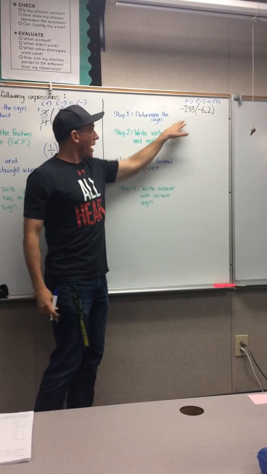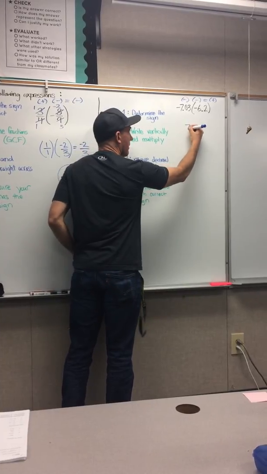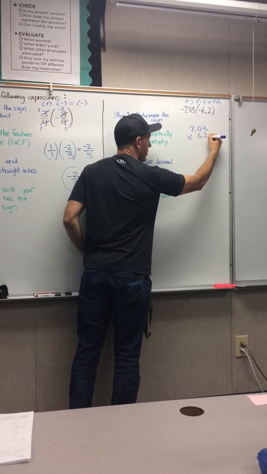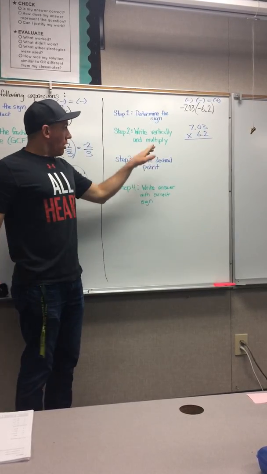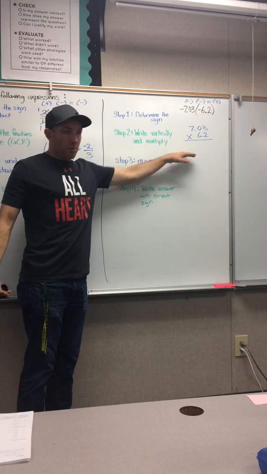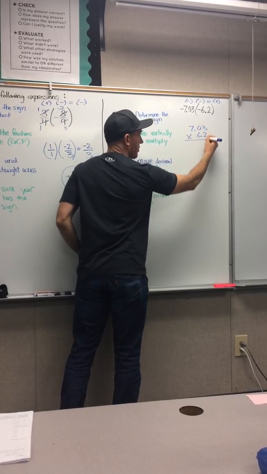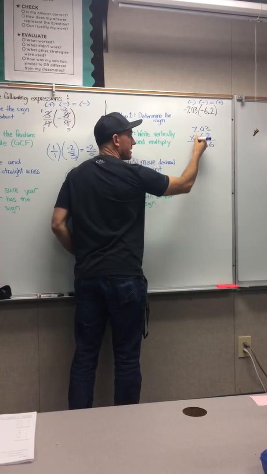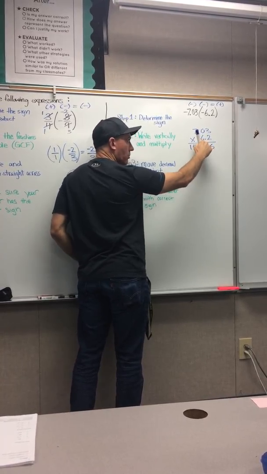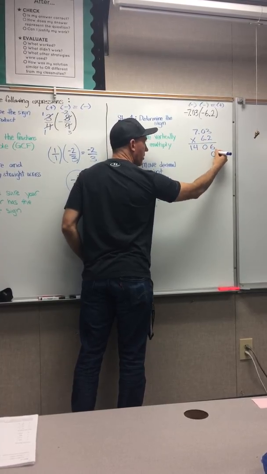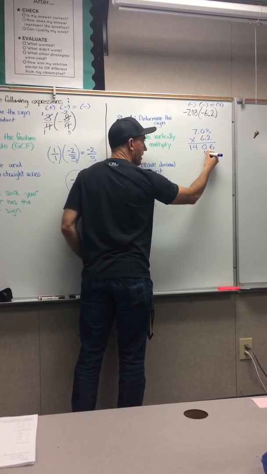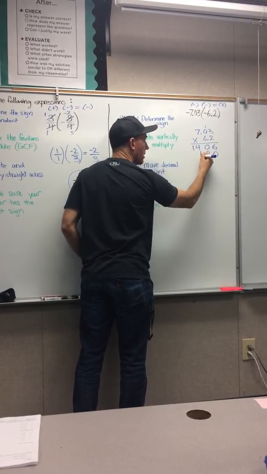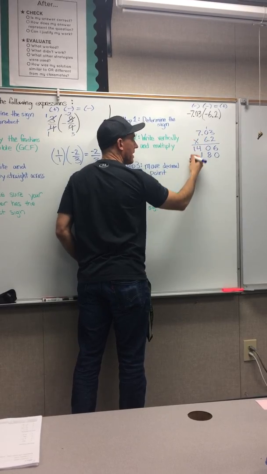Write vertically and multiply. Okay, so we're going to set this up 7.03 times 6.2. All we have to do is actually do the multiplication, so we'll do that now. 2 times 3 is 6. 2 times 0 is 0. 2 times 7 is 14. When you come over here, make sure you carry down your 0. 6 times 3 is 18. We'll carry the 1. 6 times 0 is 0 plus 1. 6 times 7 is 42.